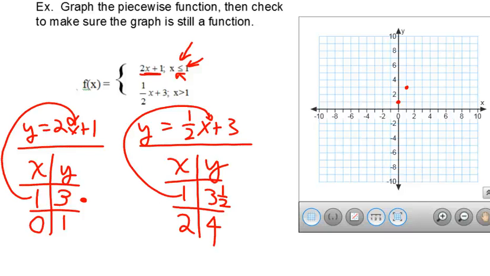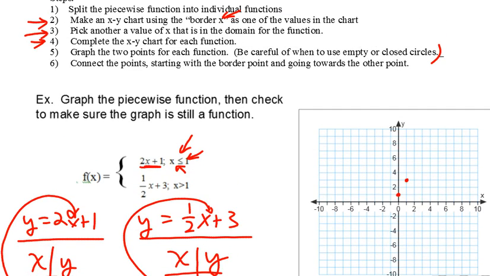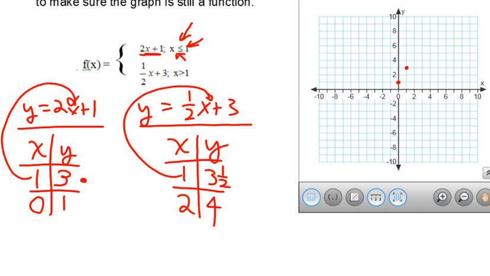Now, after I graph those 2 points, to make sure that I do not escape from my domain, I connect the points, but I start with the border point and go towards the other point. If I just draw my line the other way, that's no good, because if you look right here, I've gone outside my domain, so I don't want to do that. What you need to do is put your pencil at your border point, and then go towards the other point. That's the first piece. Now I graph the second piece.